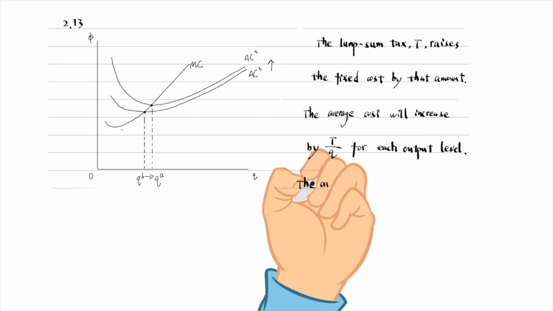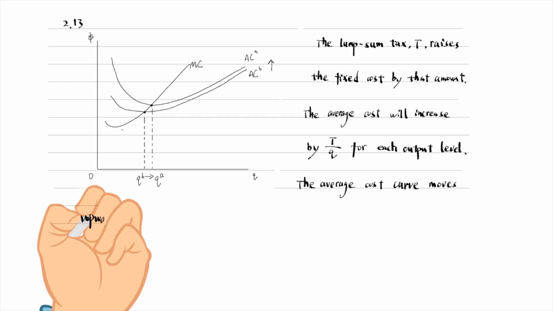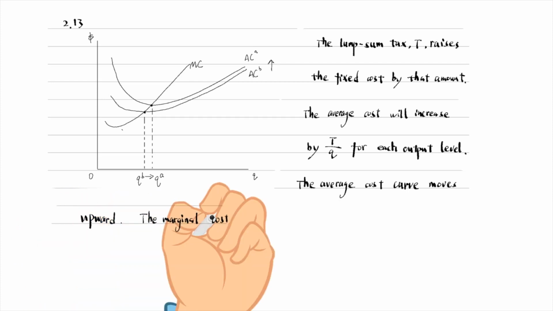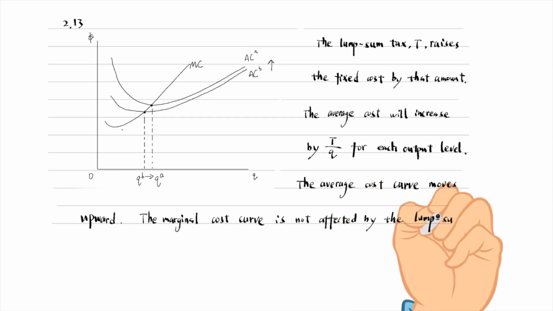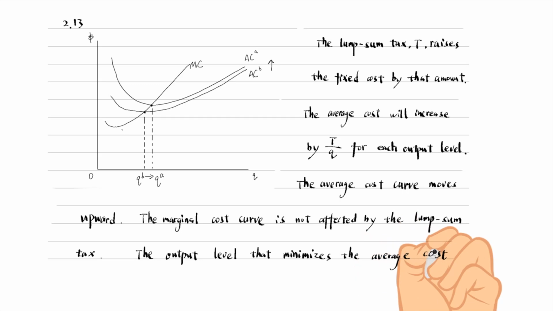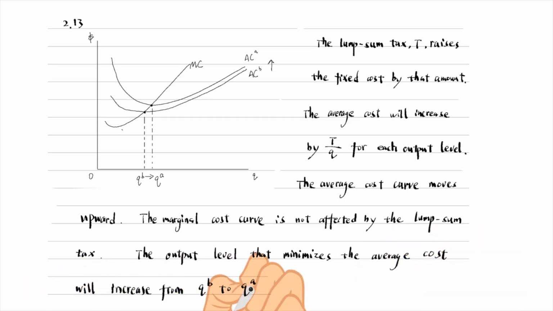The average cost curve moves upward from ACB to ACA. The marginal cost curve is not affected by the lump sum tax. It is unchanged. The output level that minimizes the average cost will increase from QB to QA.